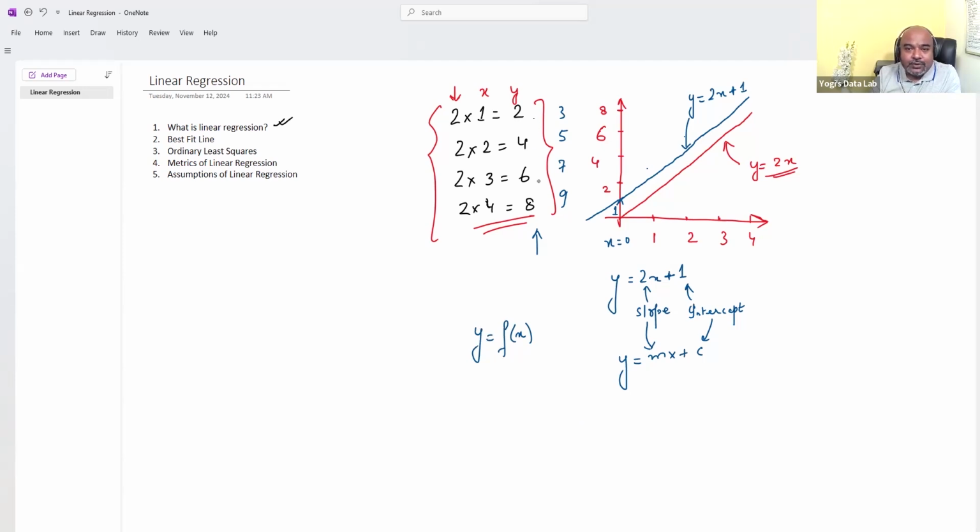If the values were 2, 4, 6, and 8, the function was y is equal to 2x. If the values were 3, 5, 7, and 9, the function was 2x plus 1. So depending on my x and my y values, I will get the function of x. And this function is what we have to derive in linear regression. So in linear regression, what we do is we try to find an equation of a straight line given my x values and the y value. That is the whole purpose of linear regression.